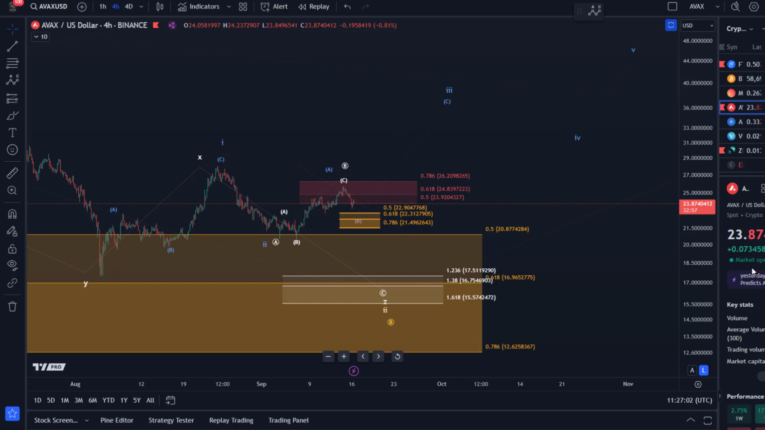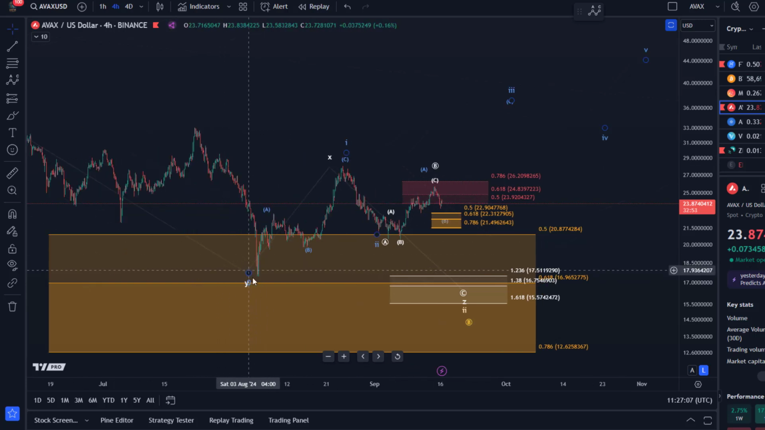AVAX is currently respecting our parameters quite well. Obviously, we can see that AVAX reacted to the larger support zone, rallied only in 3 waves, however. That was the rally between the 5th of August and the 25th of August. Only a 3-wave corrective rally. Then here, this is now this decline that we see.